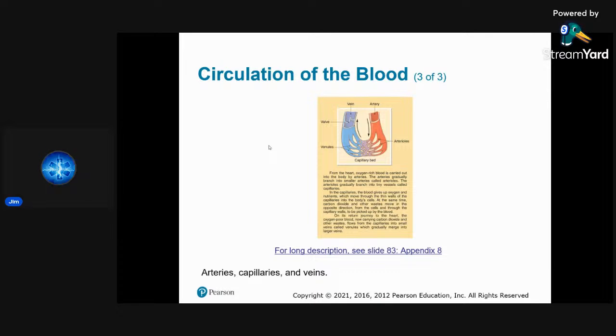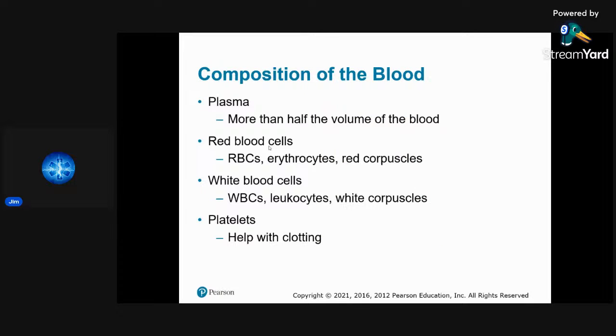Here it explains arteries, capillaries, and veins, how they're tied together. This is what's in our blood, right? The largest volume part of our blood is plasma, the liquid, more than half of the volume. And then we have red blood cells or erythrocytes. The white blood cells are your leukocytes. Let's go back to red. I'm sorry. The red blood cell's job is to carry oxygen. That's its job. The white blood cells or leukocytes are there to fight infection.